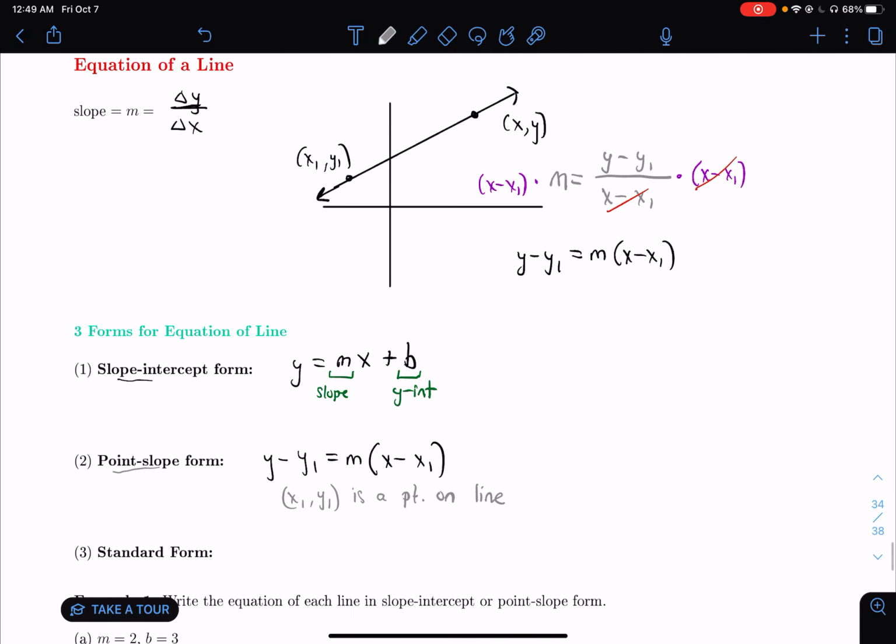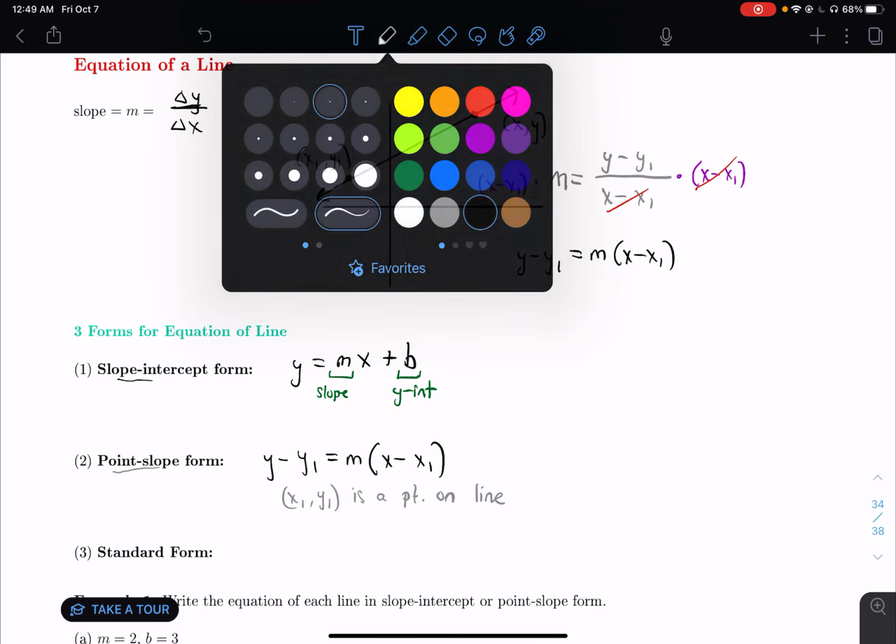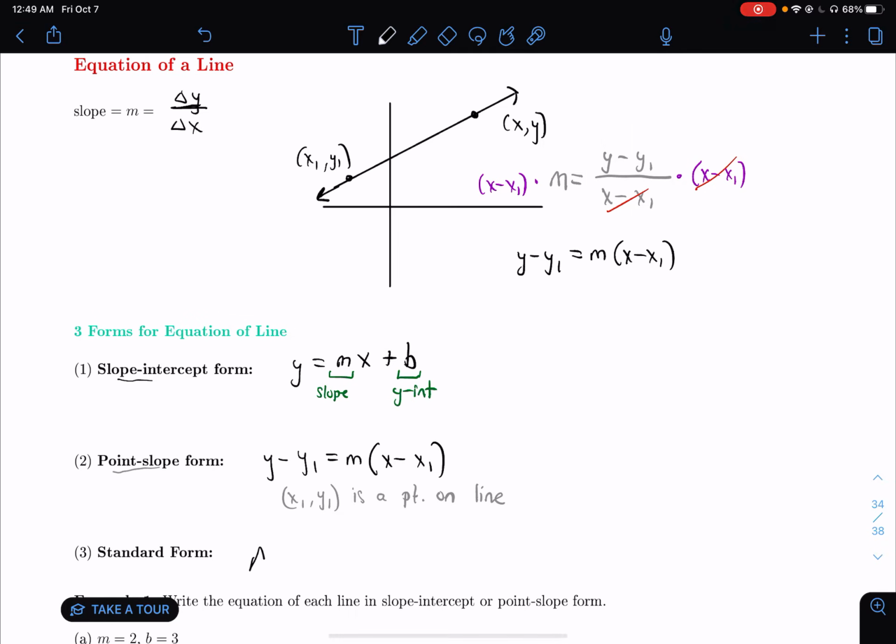The third form is something called standard form. Standard form for the equation of a line looks like some number a multiplying x, plus or minus some number b multiplying y, and then maybe some other number c, and this whole thing equals 0. In this form, a, b, and c are just real numbers.